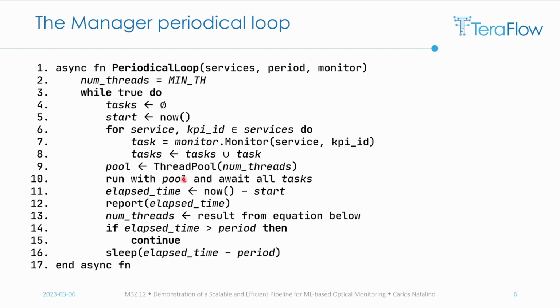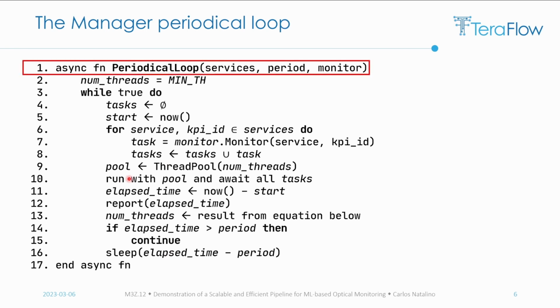So we distribute the load over multiple threads. Once this is done, we take the elapsed time, we report it, and we compute the result, or the number of threads, based on whether or not we were able to match the elapsed time with respect to the period. So if the elapsed time was greater than the period, we start the next one immediately. Otherwise, we sleep the process for some time.